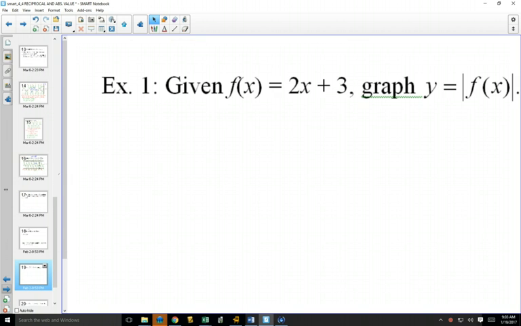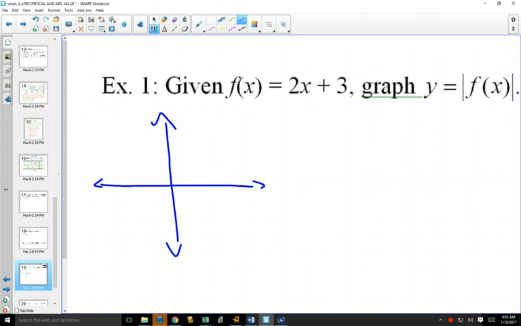So here is our first example. Given f of x is 2x plus 3, can we graph the absolute value of f of x? Same thing we did with reciprocal graphs. Step 1, graph your original function. How do I graph 2x plus 3? It will have a y-intercept of 3, a slope of 2, so down 2 over 1, up 2 over 1. And it will look like that.